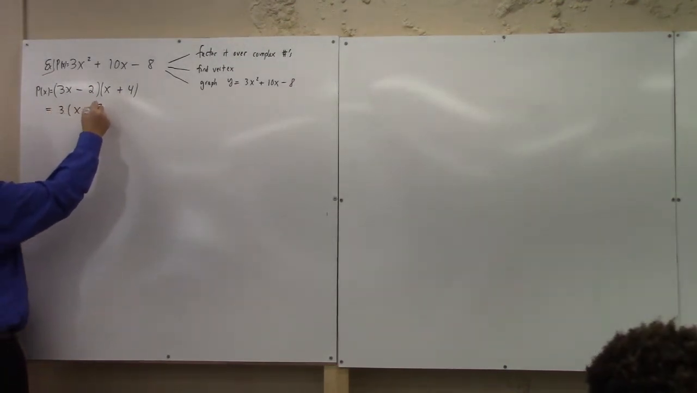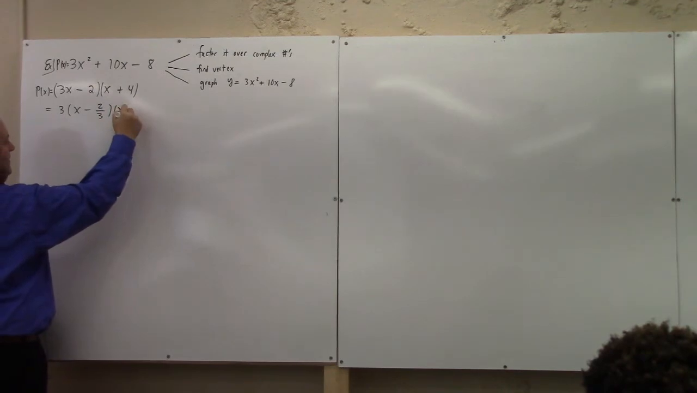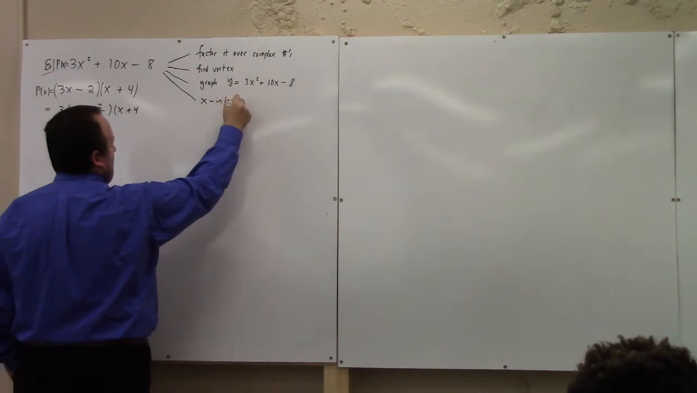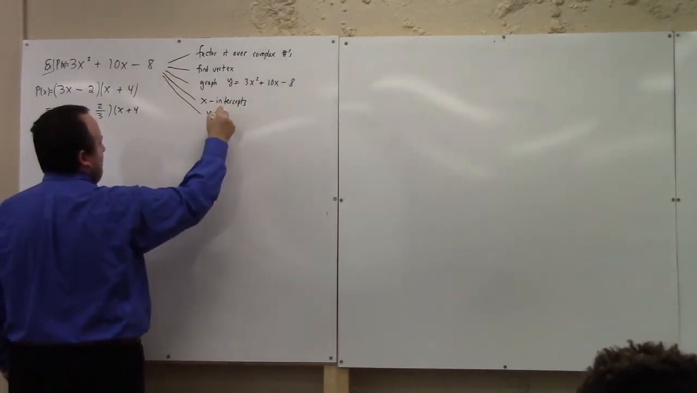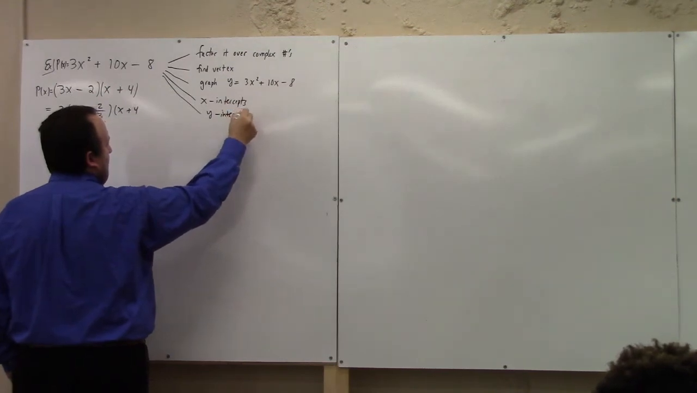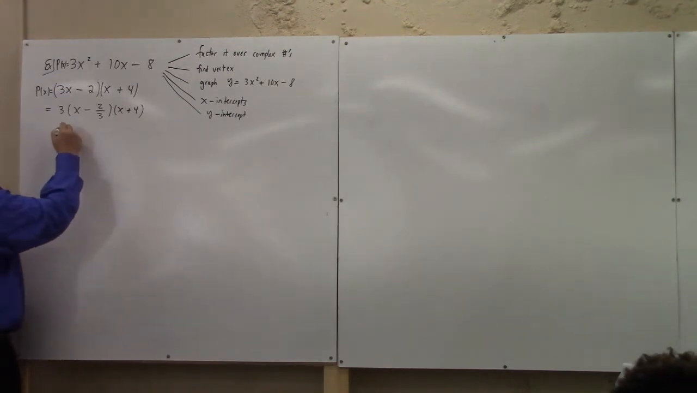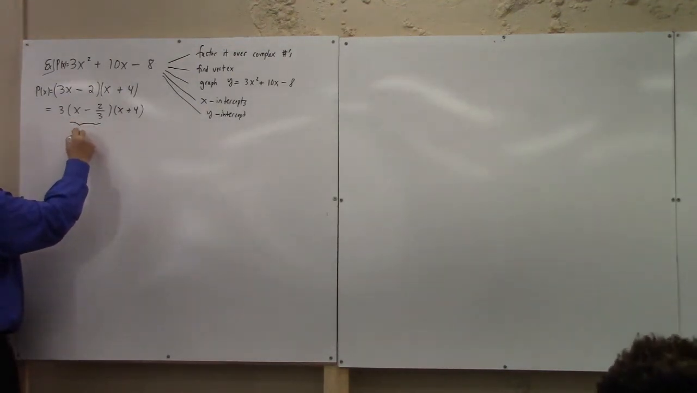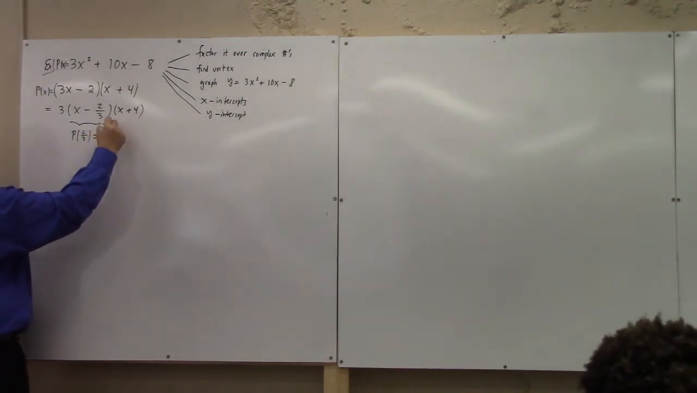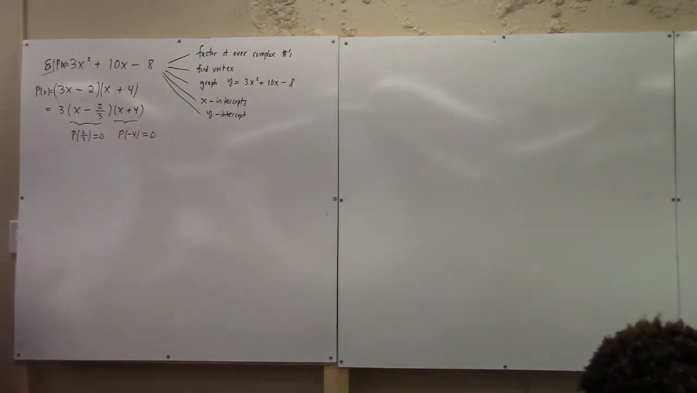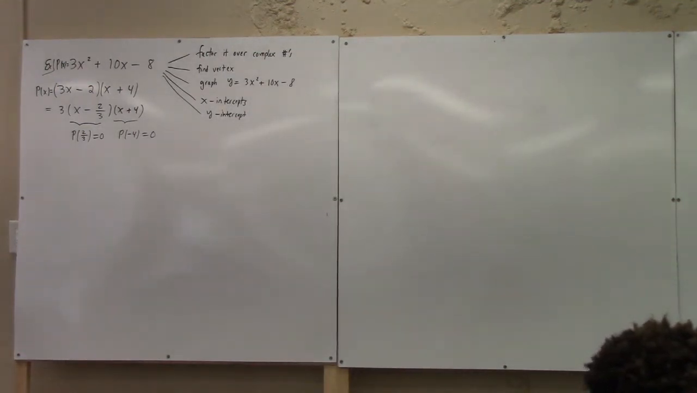See, that's x minus 2/3. Once I do that, one of the things we need to figure out is the x-intercepts, and the y-intercept. These are things we'd like to know. Now that we've factored it like this, what does this tell us? This tells us that p of 2/3 equals 0. The presence of this factor tells us that p of minus 4 equals 0. So if you can factor, you should be able to see the x-intercepts, or the fact that there are none.